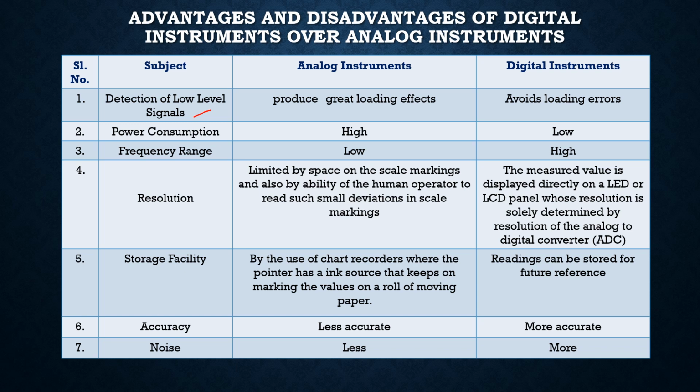Next we have accuracy. Obviously in analog instrument human errors can be there in measuring small scale deflection, so it is less accurate than the digital one, and digital instrument will be more accurate. If we consider noise, in analog instrument noise is less, and in digital instrument noise is more. Next we will move to our next slide.